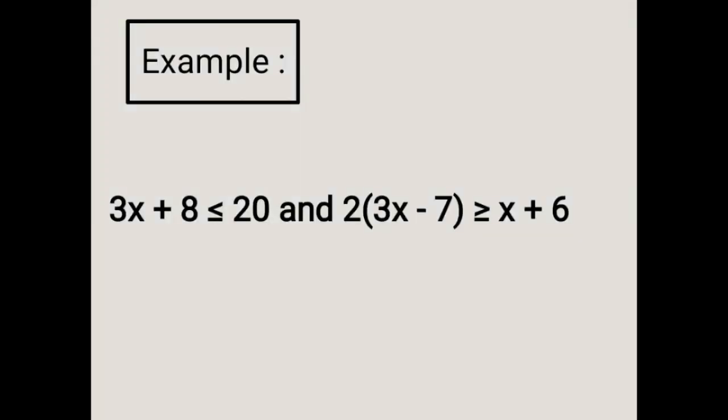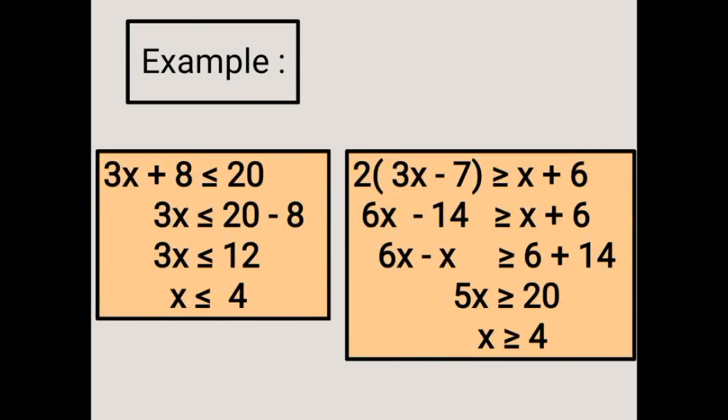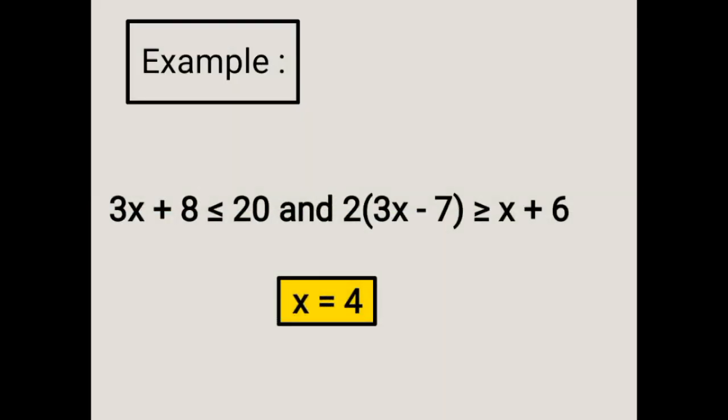Next, 3x plus 8 less than or equal to 20 and 2 times 3x minus 7 greater than or equal to x plus 6. So, first let's find the values separately. 3x plus 8 less than or equal to 20, 3x less than or equal to 12, x less than or equal to 4. 2 times 3x minus 7 greater than or equal to x plus 6, 6x minus 14 greater than or equal to x plus 6, 5x greater than or equal to 20, x greater than or equal to 4. The two sets of values overlap only when x equals 4, as x is greater than or equal to 4 and x is less than or equal to 4. And hence the solution is x equals 4.